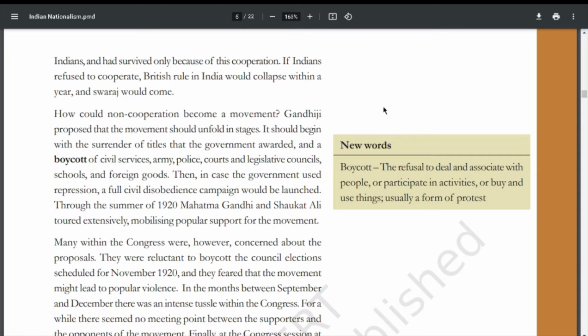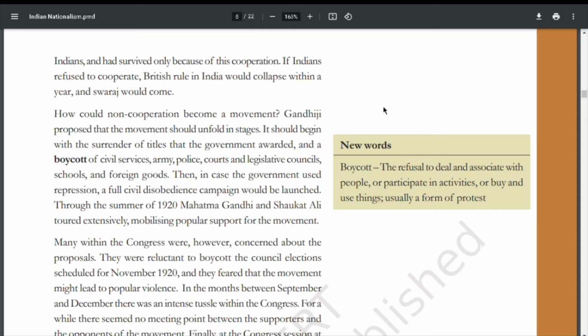Gandhiji proposed that the movement should unfold in stages. It should begin with the surrender of titles that the government awarded and a boycott of civil services, army, police, courts and legislative councils, schools and foreign goods. Then, in case the government used repression, a full civil disobedience campaign would be launched. Through the summer of 1920, Mahatma Gandhi and Shaukat Ali toured extensively, mobilizing popular support for the movement.